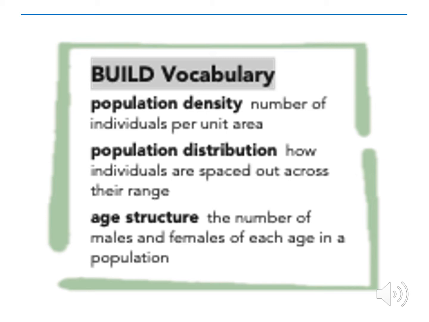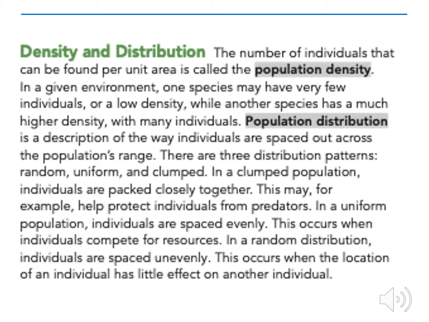Population density is the number of individuals per unit area. Population distribution is how individuals are spaced out across the range. Age structure is the number of males and females of each age in a population. The number of individuals that can be found per unit area is called the population density.